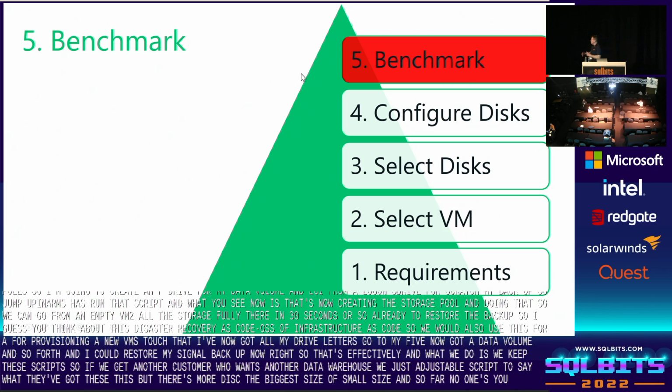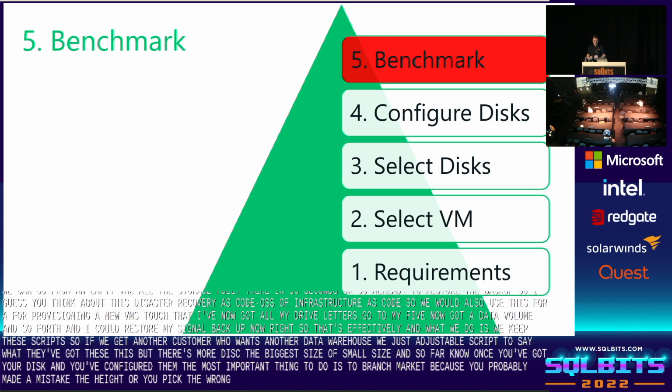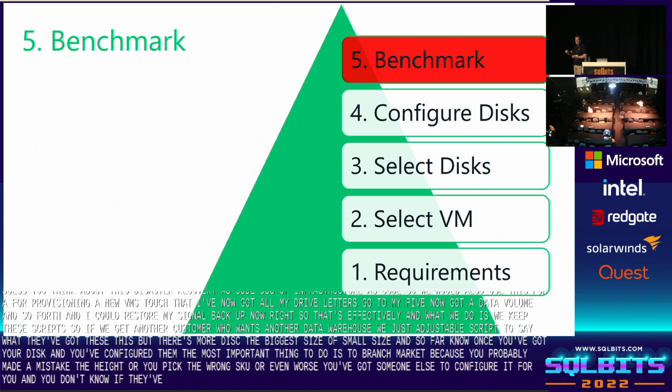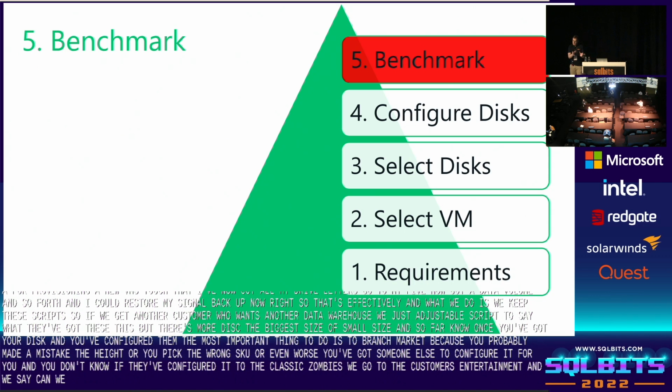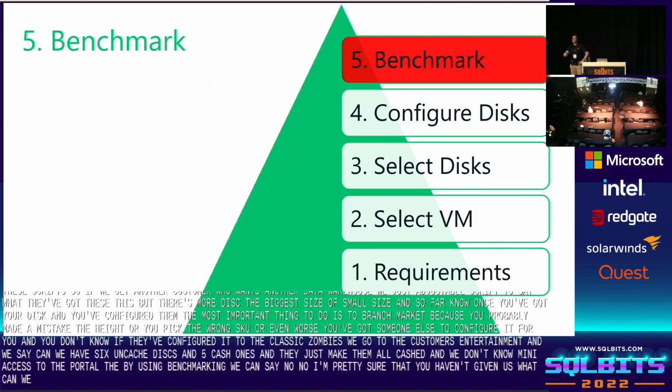Now, once you've got your disks and you've configured them, the most important thing to do is to benchmark it, because you probably made a mistake, right? Or you picked the wrong SKU, or even worse, you've got someone else to configure it for you, and you don't know if they've configured it. So the classic example is we go to the customer's infrastructure team and we say, can we have 6 uncached disks and 5 cached ones? And they just make them all cached. And we don't have any access to the portal. But by using benchmarking, we can say, no, no, no, I'm pretty sure that you haven't given us what we asked for, because we're not seeing the throughput, right? So this is where benchmarking comes in, right?